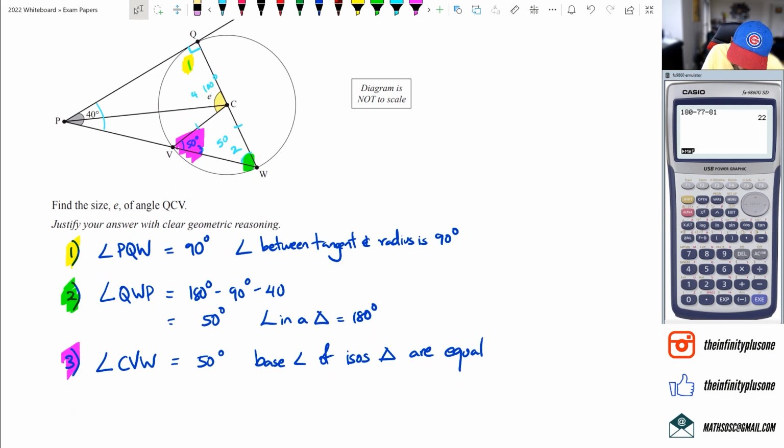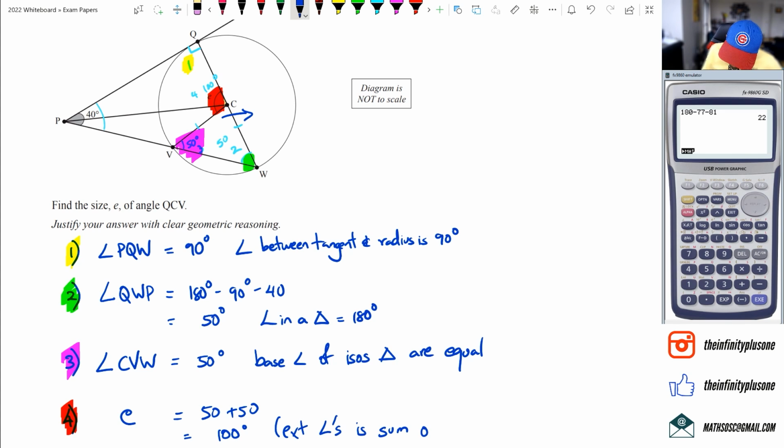And then finally, I can actually work out the fourth one, which is angle E. So that's the fourth part there, which is angle E. I can actually say E is equal to 50 plus 50, which equals to 100 degrees, because we can say, well, these guys have actually done an extra step, which is find this angle here and then go 180, take away that. But here we can just say exterior angles is sum of interior angles. So I'm kind of just skipping that one extra step there.